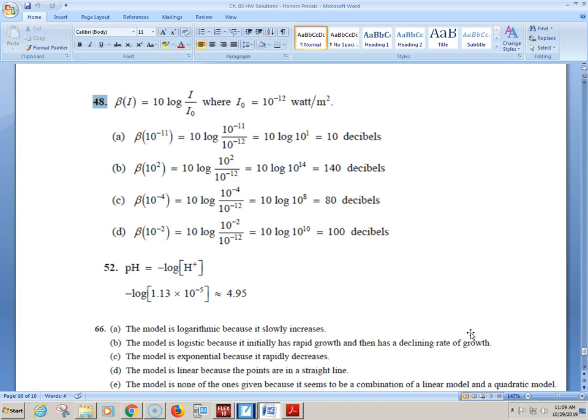Number 52, once again, it was weird because it's like, I don't know how to do this whole pH level. But the nice thing is, all you have to do is just say, this is a thing? Okay, cool. Why am I seeing it in pre-calc? Because it has a log in it, whatever it is. So then all you have to do is just plug and chug.